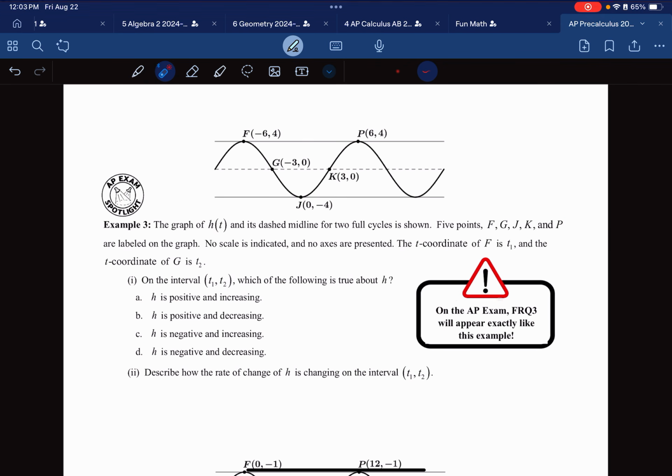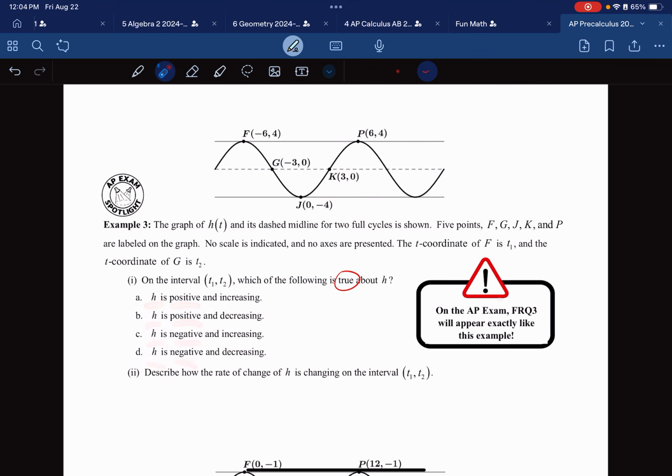We have a cyclic function. It's repeating over and over again. I'm going to kind of ignore all this. What is the question asking? Which is true? I'm just going to underline. Sometimes the question asks what's false, what's true. This one is important. Which one is true? H is positive. H is negative.